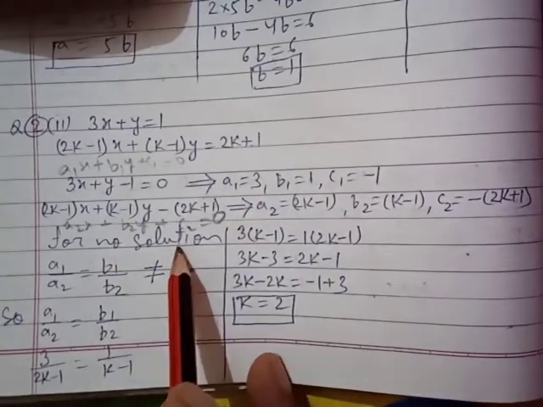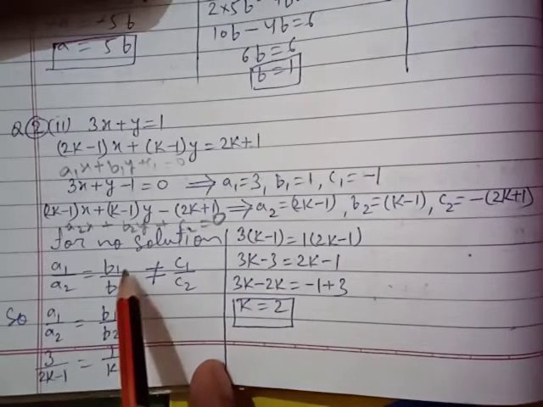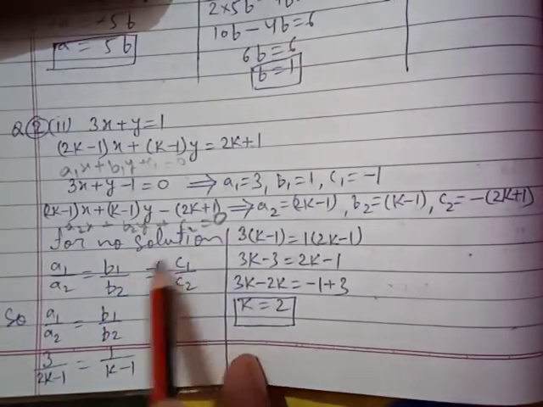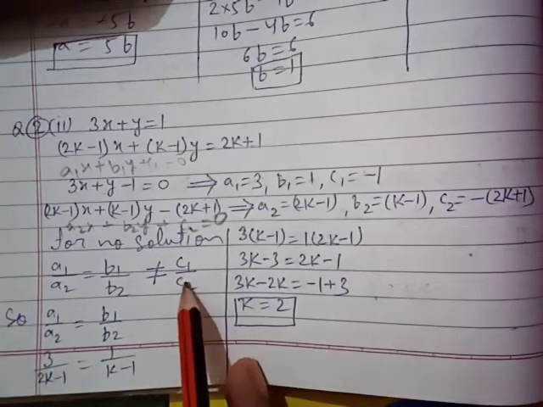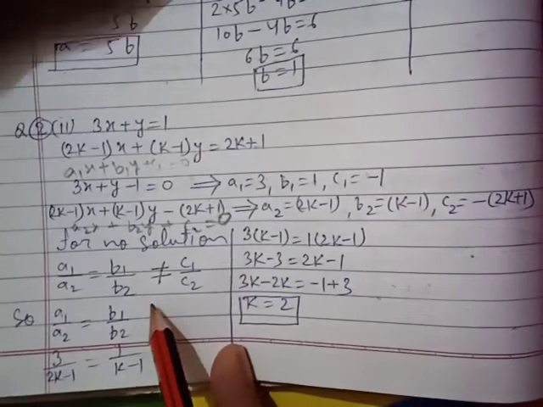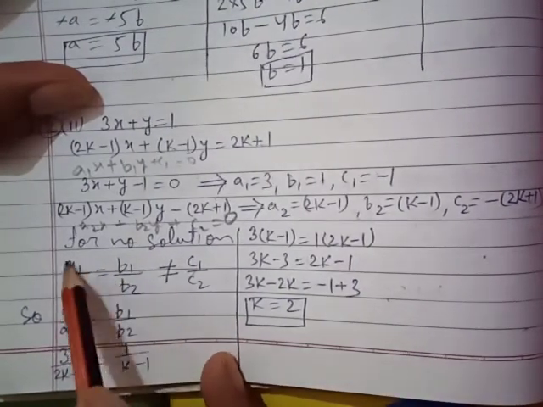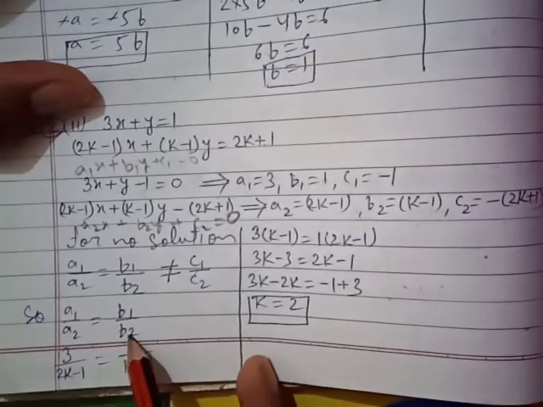Now for no solution, we have the case a1 upon a2 equal to b1 upon b2 not equal to c1 upon c2. Okay, leave this, and to find the value of k, use only this. So a1 upon a2 equal to b1 upon b2.